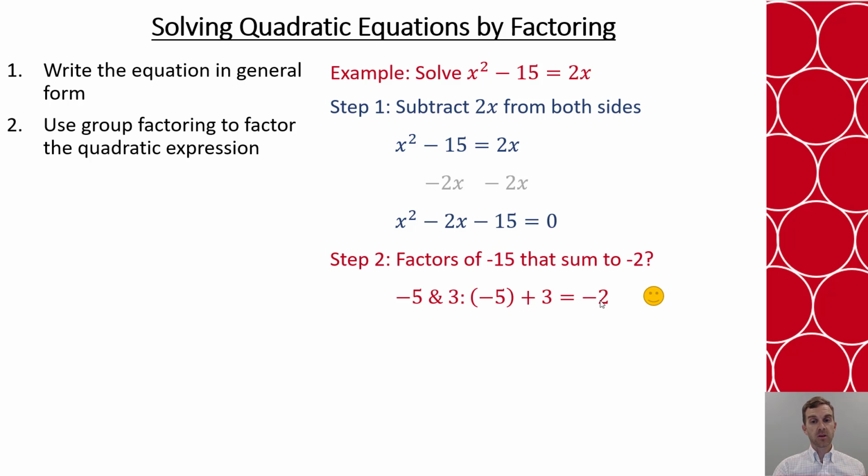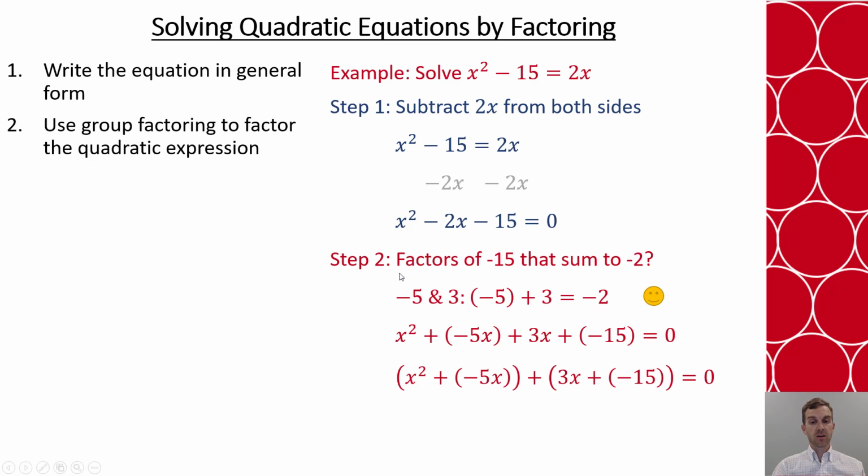Now if I'm group factoring, I replace my middle term with those two terms, minus 5x and plus 3x. And if I think about that, those two are negative 2x when combined. Now I can group factor and say if I look at my first two, I can factor out an x. If I look at my second two, I can factor out the positive 3. And that leaves me with x minus 5 in the remaining factored components. So I know I've done my factoring correct. Therefore, I have the factors of x minus 5 and x plus 3 equals 0. So I have it factored.